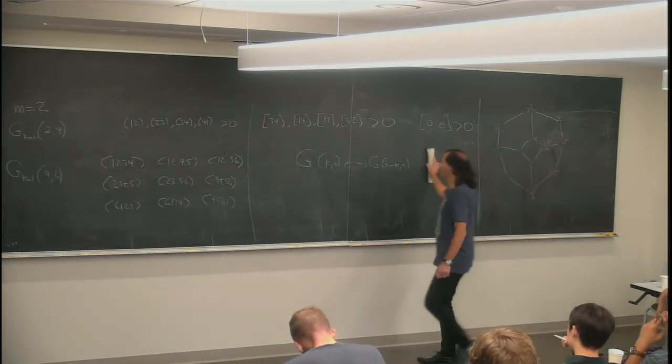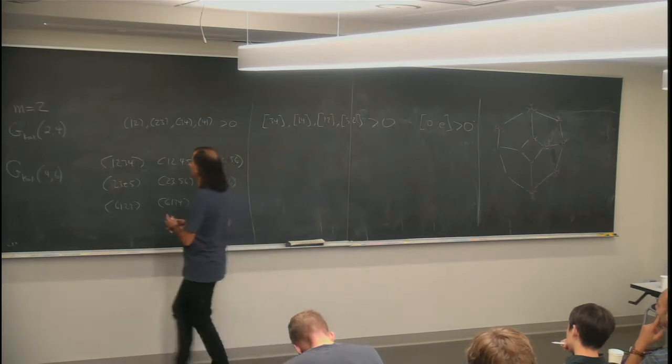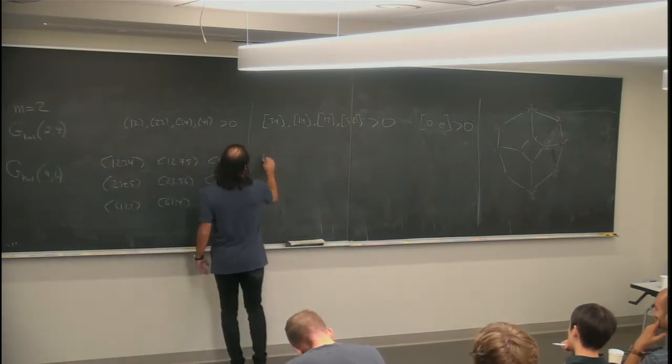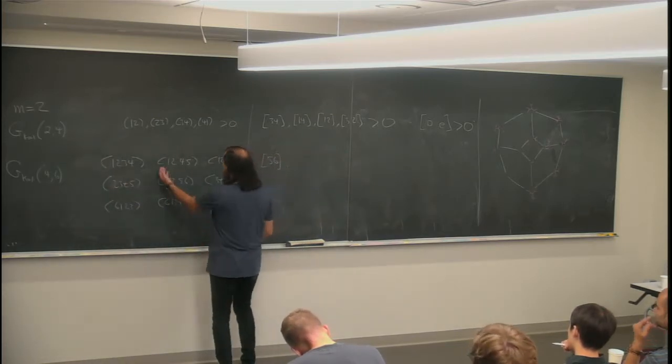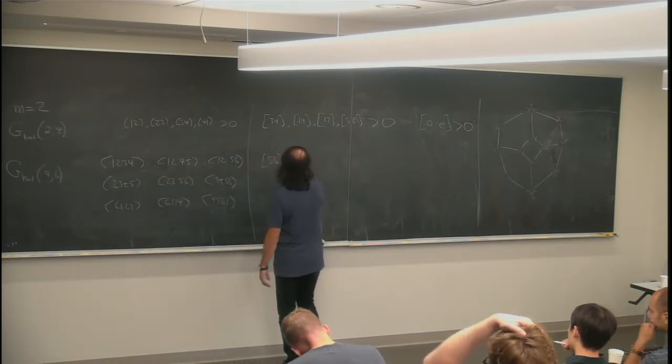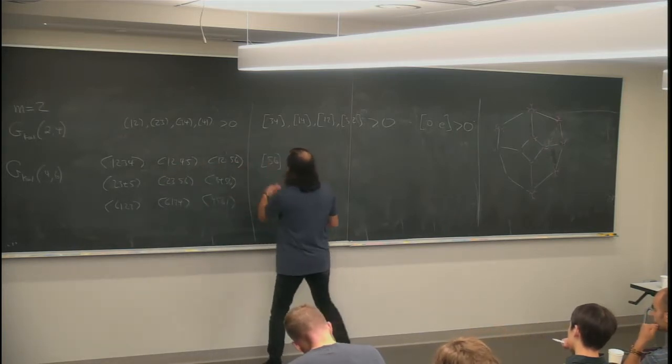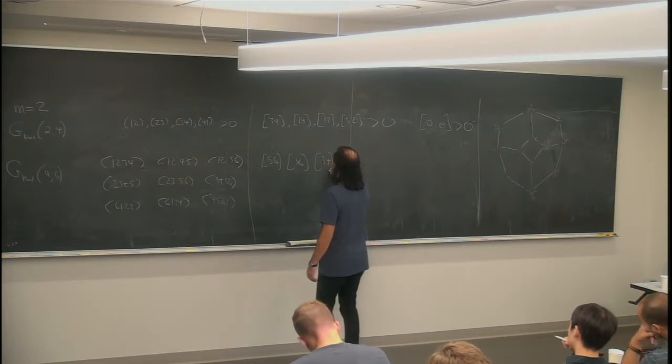Okay, so if we do the next ones, you'll see the same pattern. So here we have 1, 2, 3, 4. So here it's a minor 5, 6. It's got to be positive. Here it's 1, 2, 4, 5. It's 3, 6. Here it's 1, 2, 5, 6. It's 3, 4, and so on.